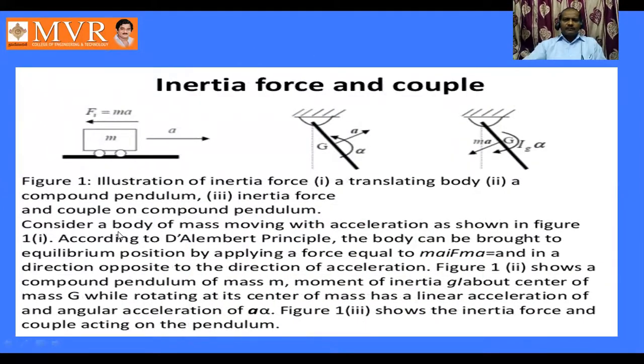Next, inertia force and couple. If you observe this one, F is equal to ma. A vehicle is moving with a mass m and the direction of acceleration is given like this. So the opposing force is going to be exactly opposite to this one.